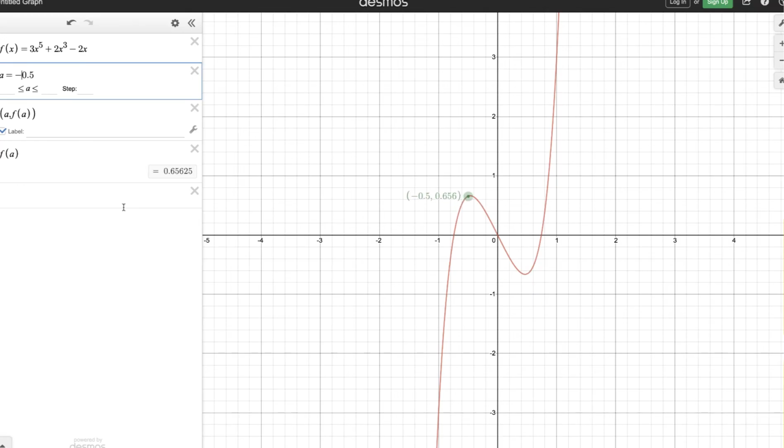Notice it has the same absolute value, but the sign is different. It's now positive 0.65625. Let's try another x value. How about an x value of 1? The y value is 3. So what's the y value going to be at an x value of negative 1? It's not going to be 3. It's going to be the opposite sign. It's going to be down here at negative 3.